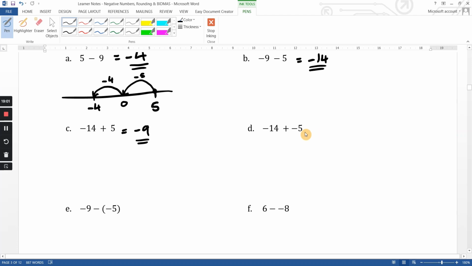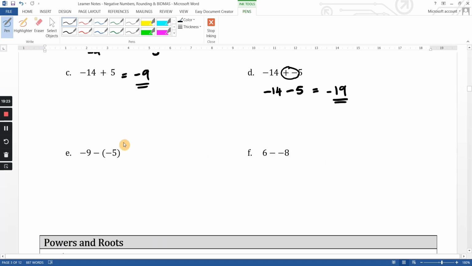Part D. Let's change this first. So this is going to become a minus. So -14 -5, that gives me -19. Again, it's getting colder. Think of temperature.